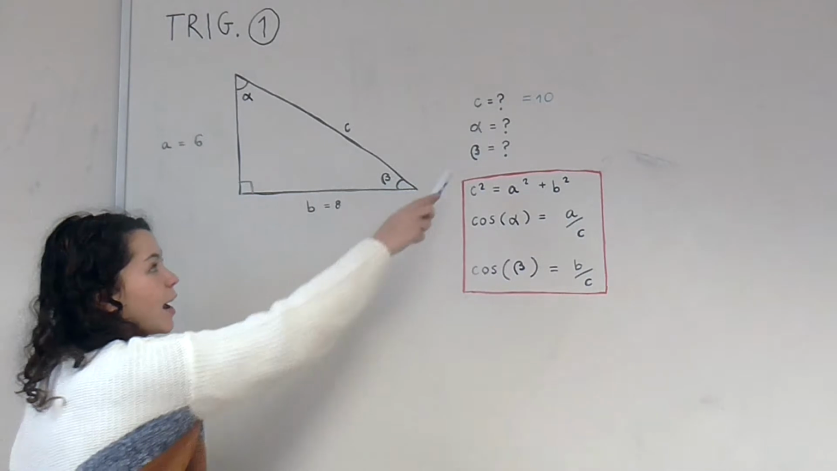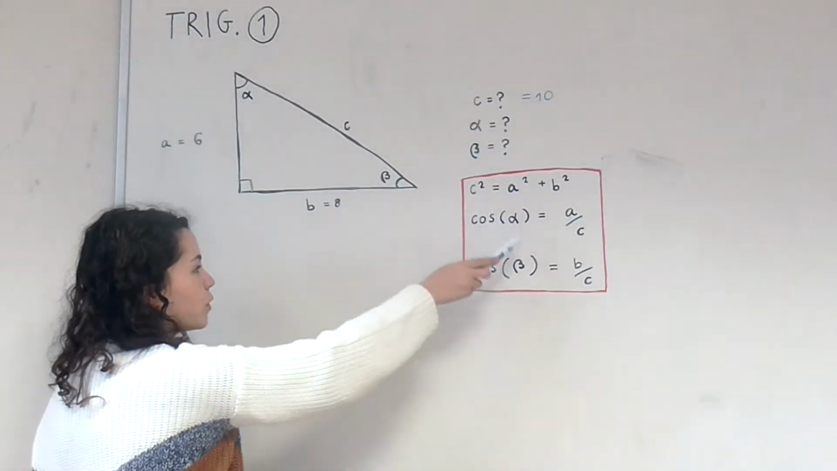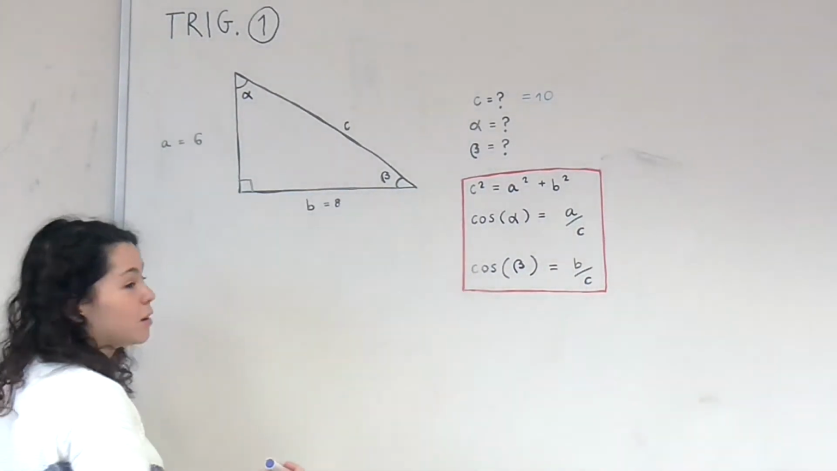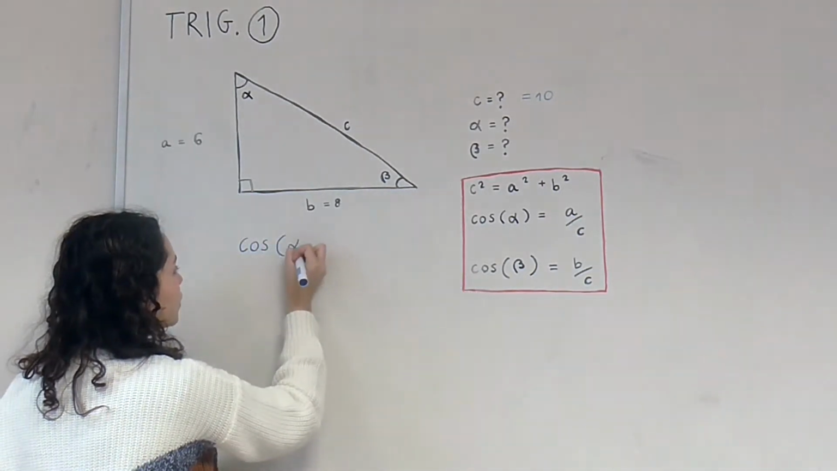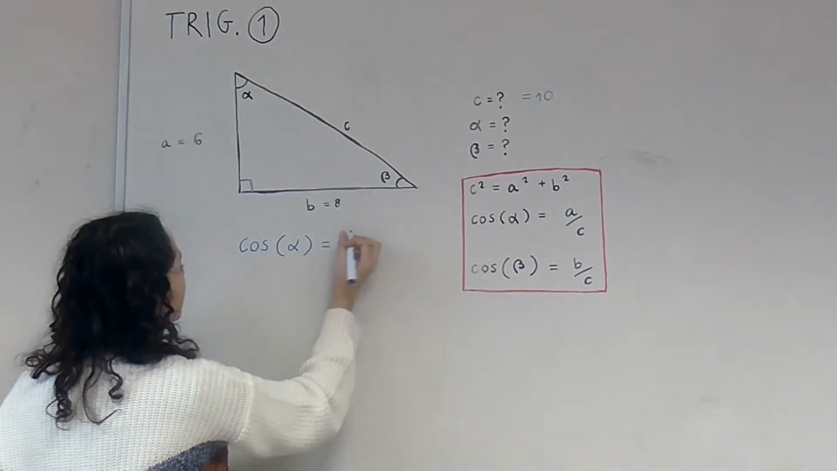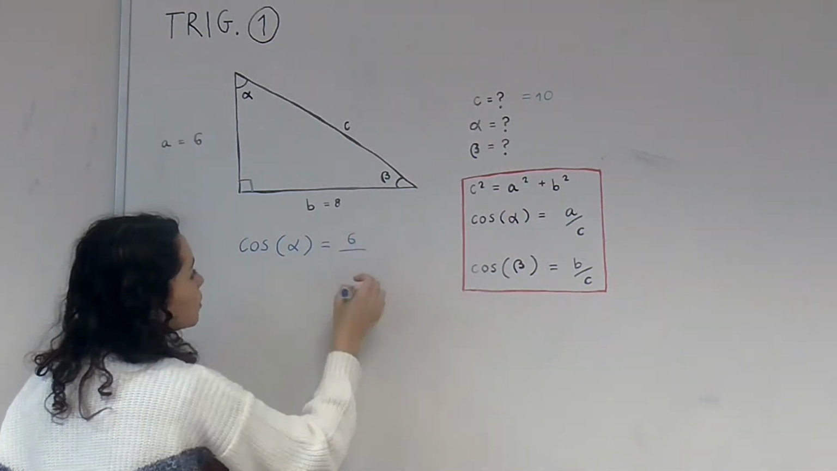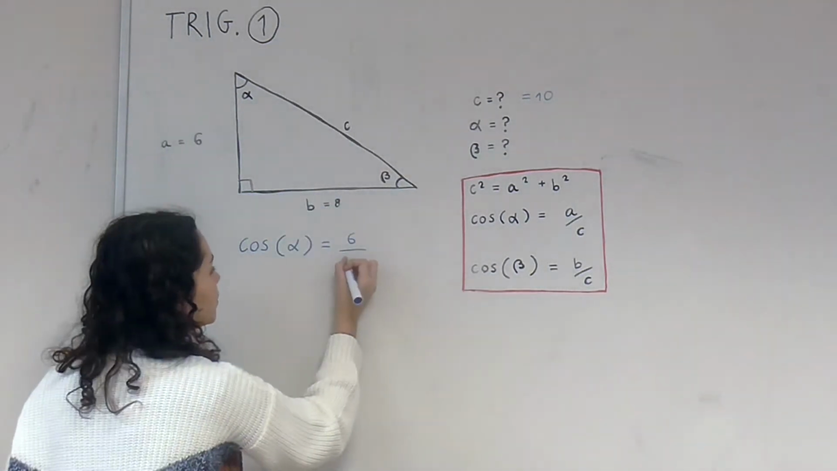Alright, now we're going to look at the angles. So for that, we're going to use these formulas over here. And again, I'm just going to plug in the numbers. So we'll start with alpha. We know that our A is going to be 6, and now I know that the C hypotenuse is going to be 10.